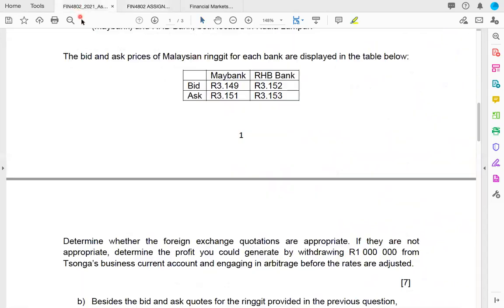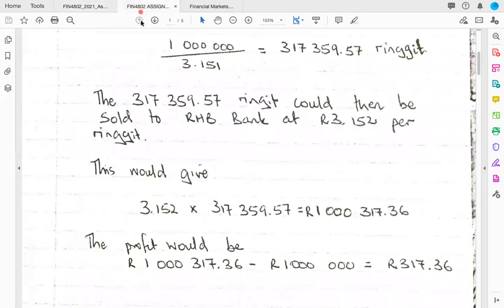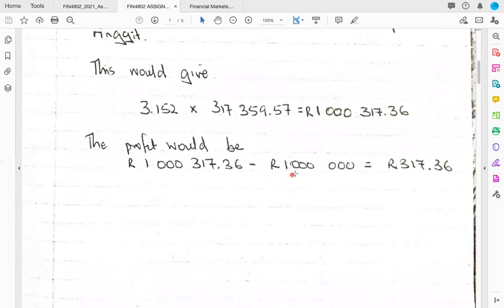Remember, RHB Bank can buy ringgits at a price of 3.152. We've bought them at a price of 3.151 from Maybank, which is the ask price. And then RHB Bank is bidding 3.152 for those ringgits. So RHB Bank is prepared to pay this amount for each ringgit. So we can take our ringgits, multiply them by 3.152, and then we get 1,317,000.36. So this is the total amount we would get from RHB Bank. And then we could calculate our profit.